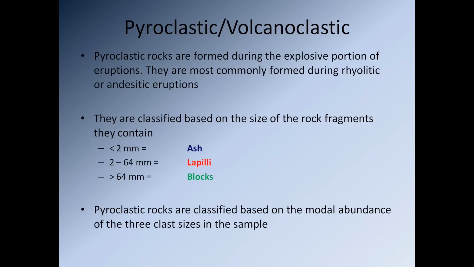They're classified based on the size of the rock fragments that you actually get in the rock. If your rock fragments are less than 2 millimeters, they're referred to as ash. If they're between 2 and 64 millimeters, they're referred to as lapilli. And if they're in excess of 64 millimeters, they're referred to as blocks. So a block can be anything from a 6.5 centimeter little cube of rock, all the way up to giant boulders. So, block is a pretty broad term. Pyroclastic rocks are classified based on the modal abundance, the amount of these three types of particle that you get within the rock.